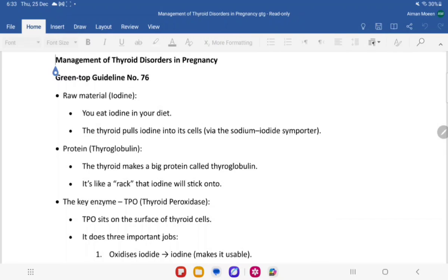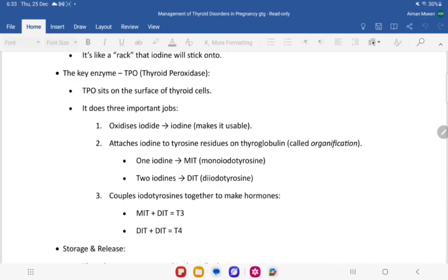So once the thyroid is activated and it is pulling the raw material, that is the iodine, into the gland, then next what happens? There is a protein we call thyroglobulin. The thyroid gland makes a big protein called thyroglobulin. Consider it as a rack that iodine will stick onto. Okay, so one is the iodine, the other is the thyroglobulin protein.